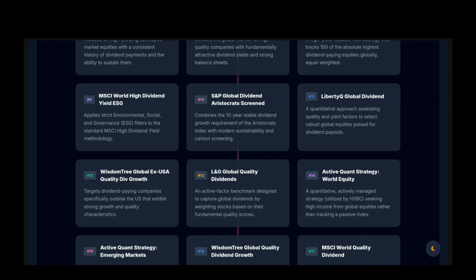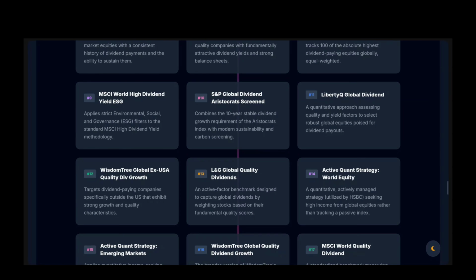We've then got number 13, which is the L&G Global Quality Dividends, an active factor benchmark designed to capture global dividends by weighted stocks based on their fundamental quality score. Number 14, we have Active Quant Strategy World Equity, a quantitative, actively managed strategy utilized by HSBC, seeking high income from global equities rather than tracking a passive index.